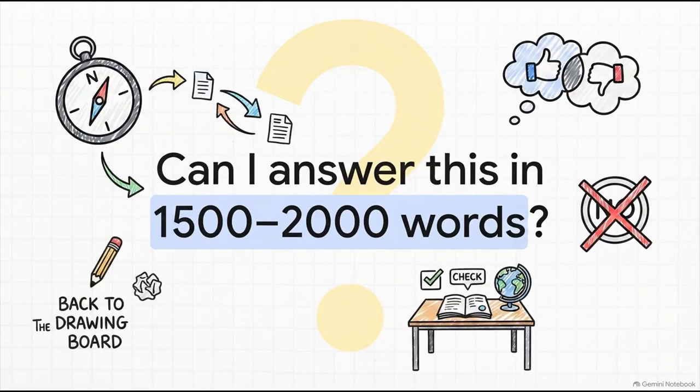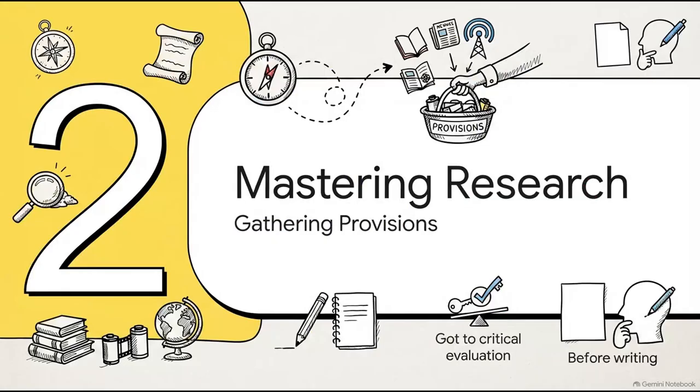Before finalizing your compass, your research question, put it through a really simple test. Honestly ask yourself, can I actually answer this in 1,500 to 2,000 words? Can I find reliable evidence for it? Does it allow for different perspectives? If it just requires a simple factual answer, a simple yes or no, you need to go back to the drawing board.